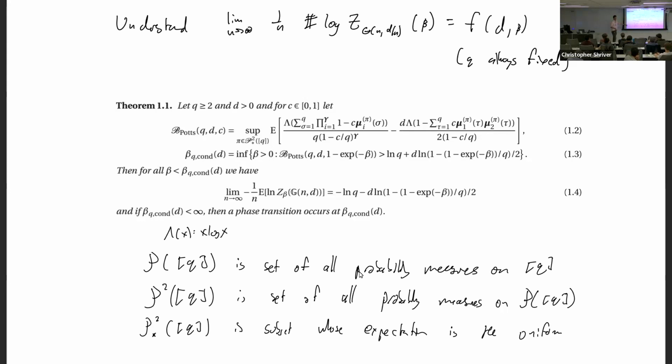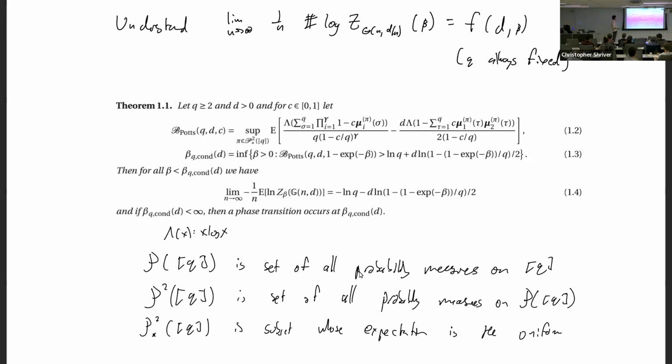P squared of Q is the set of probability measures on P of Q, so you can take a random marginal. And P squared star of Q is the subset of these whose expectation is the uniform measure on Q. So that's what we're optimizing over. It doesn't sound like a very nice optimization problem, but we're optimizing over this. And what do we have? We have two terms, something plus and then something minus, and it's an expectation in terms of a few random variables.